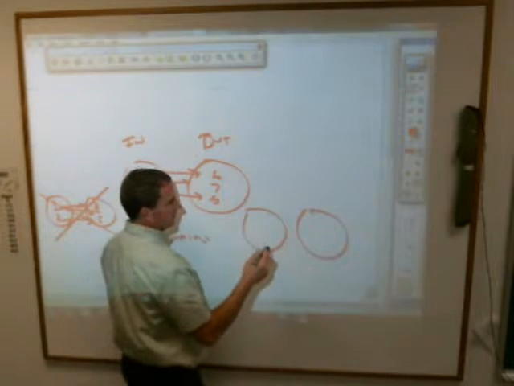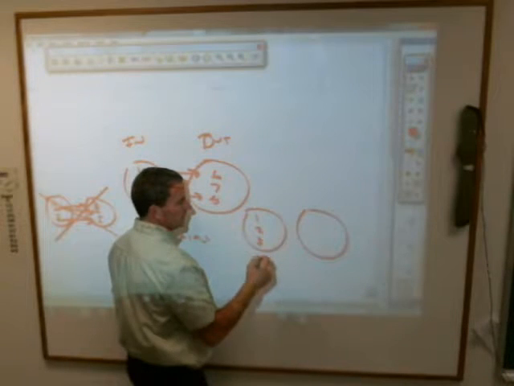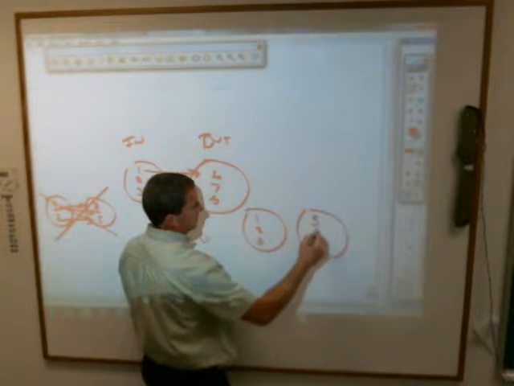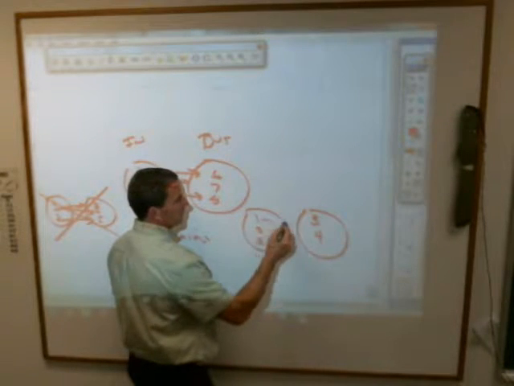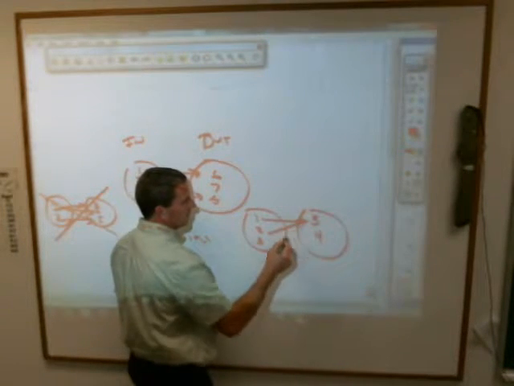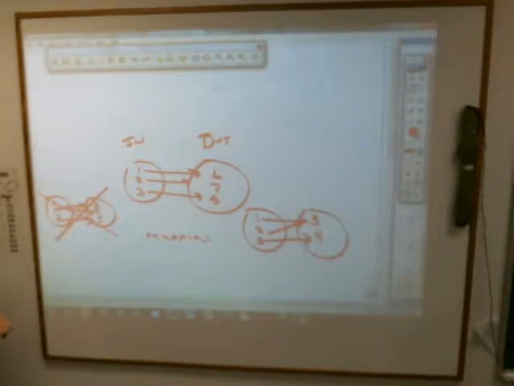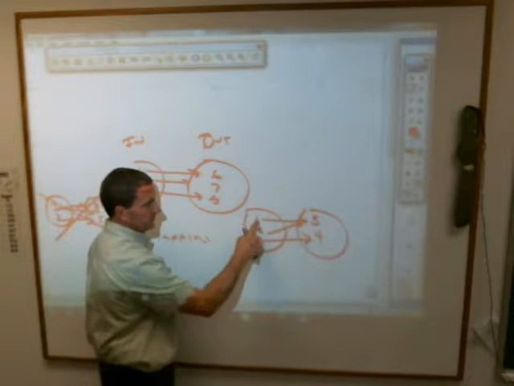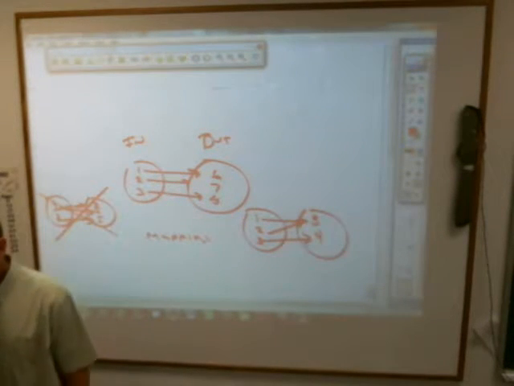You can have 1, 2, 3, and 3 and 4. You can have 1 go to 3, and 2 go to 3, and 3 go to 4. You can have that because there's only one answer for every one of these. It can be the same answer, but it can't.